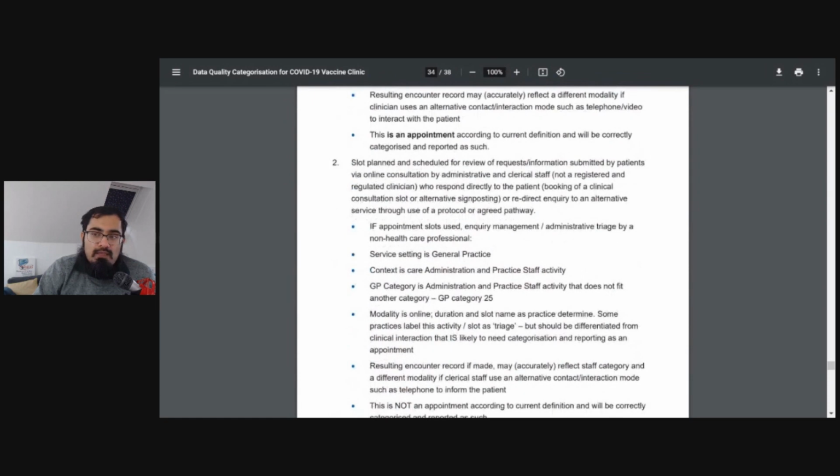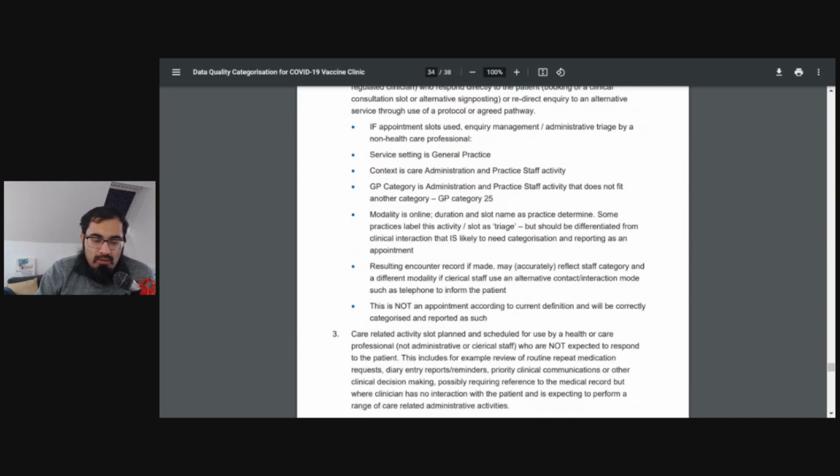Compared to if it's one of your admin team moving slots around, or your admin team signposting patients to other parts of the system, that's not a care related encounter. That's the workflow of the practice itself, and that's more a care related activity. So that's the other group. And that would be something like category practice admin, category 25, for example, they've put down for that.